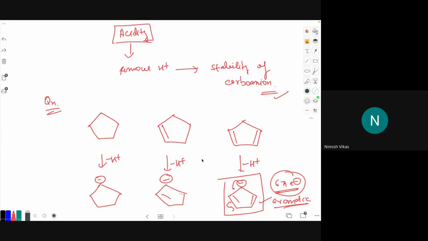So the compound is aromatic, very stabilized, and the more stable the carbanion, the more acidic the compound. Is that fine? This one will undergo resonance, and this undergoes almost nothing, only a plus I effect. So the resonance one is more stabilized. So here the order will be 3, 2, 1 in order of acidity. Any doubts over here? Is this clear? Yes, sir. No doubts.